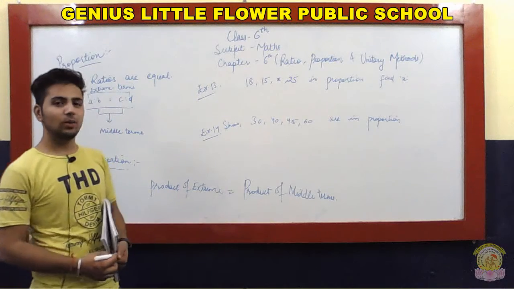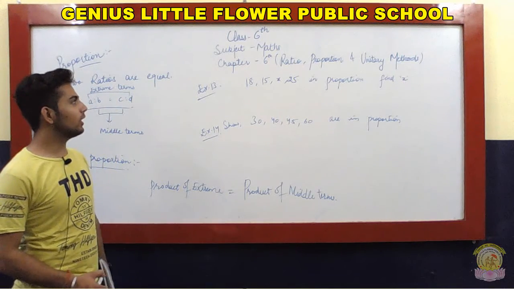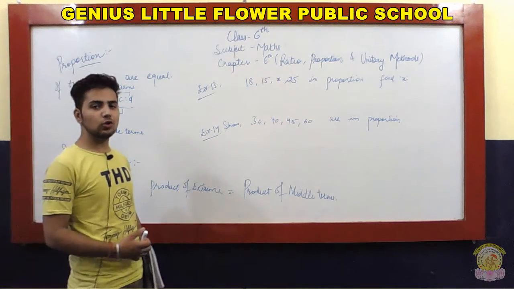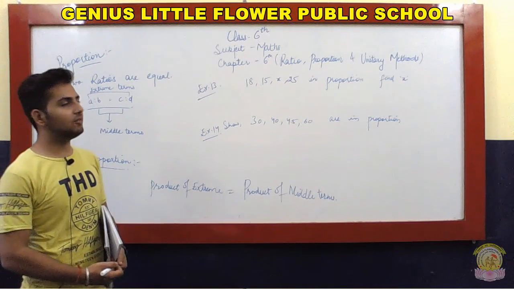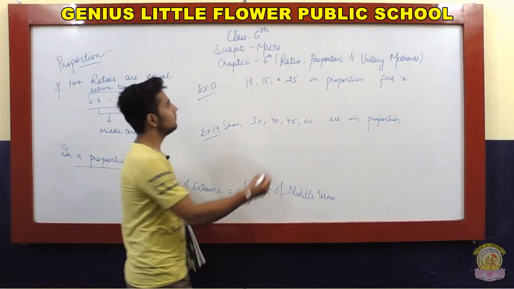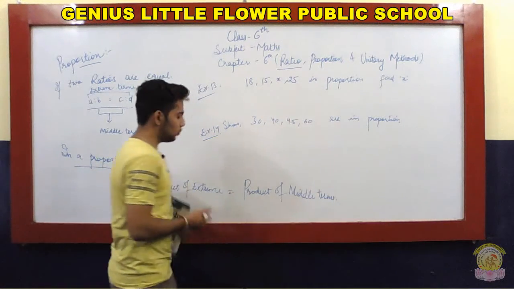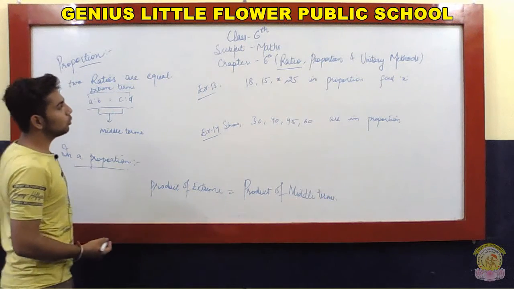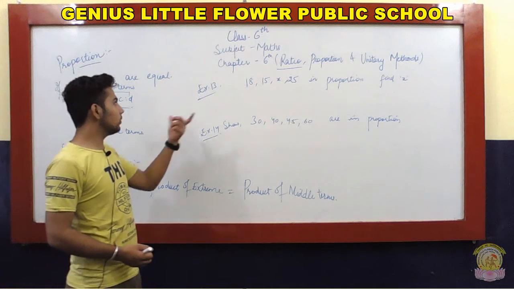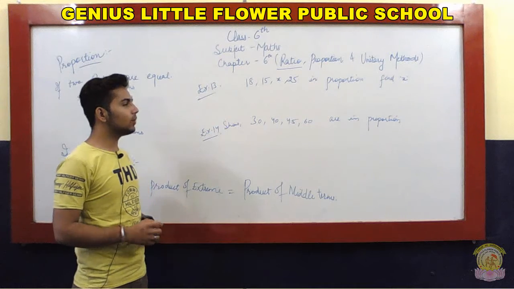Hello guys, welcome back. So we are going to continue our chapter 6, which is ratio, proportion and unitary methods. In our previous lecture we discussed the ratio. What we discussed is that ratio is simply the comparison of two quantities or two magnitudes. We are going to learn how ratio works in proportion.